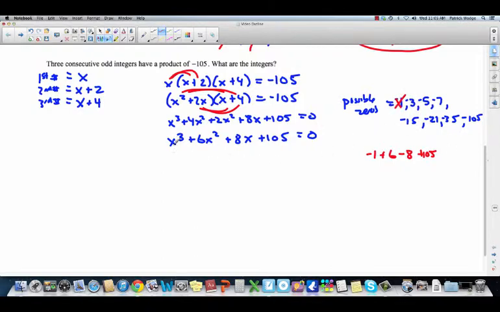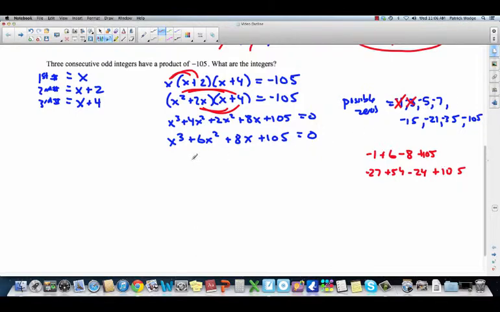Let's try negative 3. Negative 3 cubed is negative 27. Negative 3 squared is 9 times 6 is 54. 8 times negative 3 is negative 24. And then add 105. Does that look good? No, that doesn't look like that's going to work either.